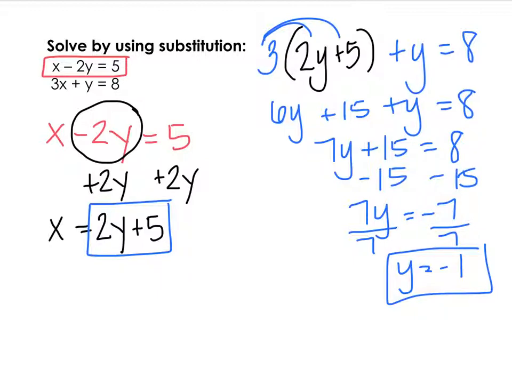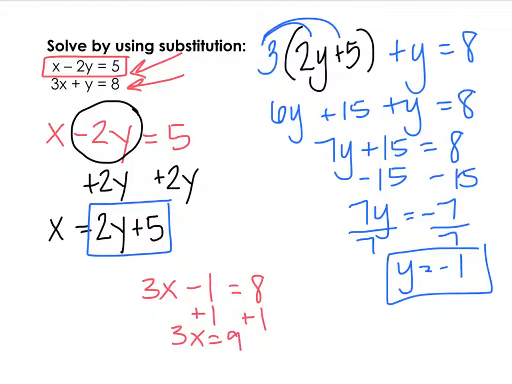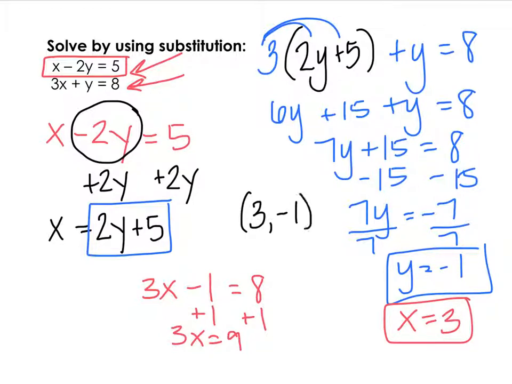Now I can plug this back in to either of my original equations. So 3x minus 1 equals 8. If I add 1 to both sides, I get 3x equals 9. Divide by 3, and I figure out x is equal to 3. Now my solution is the ordered pair (3, negative 1).